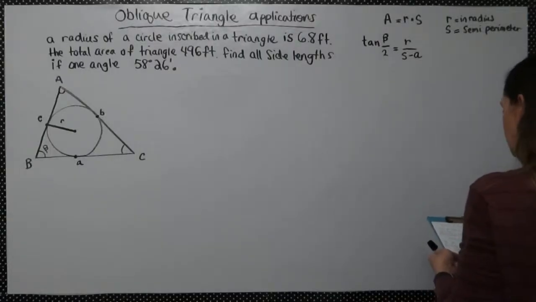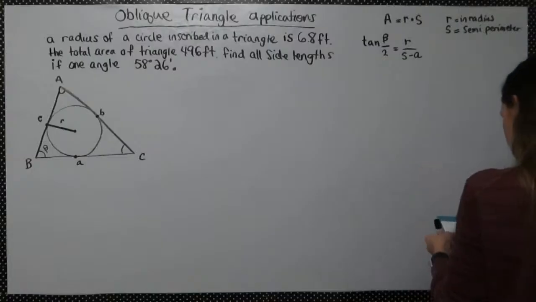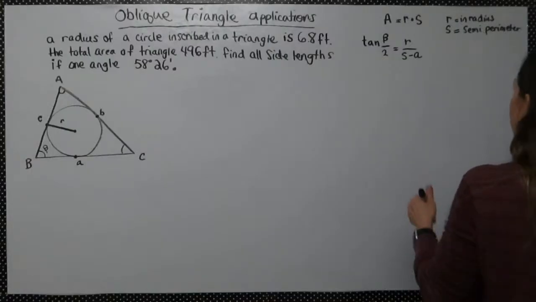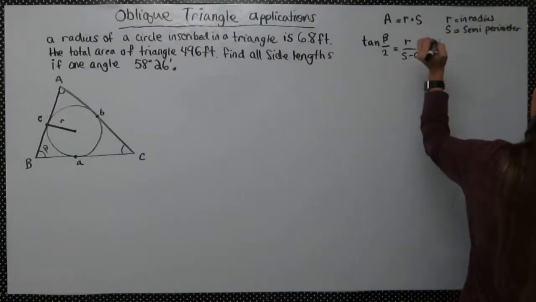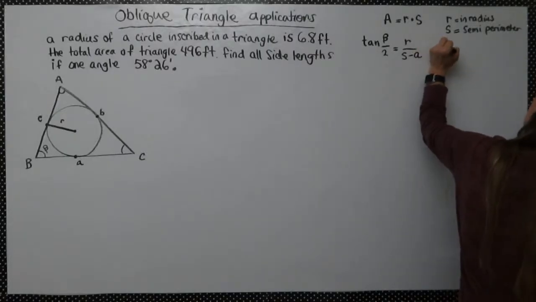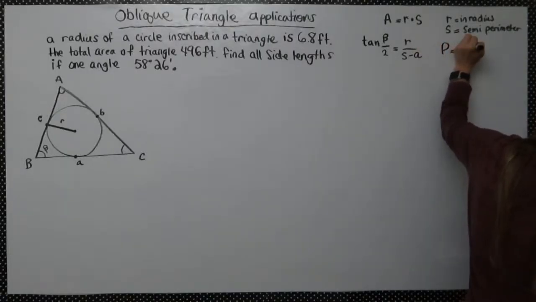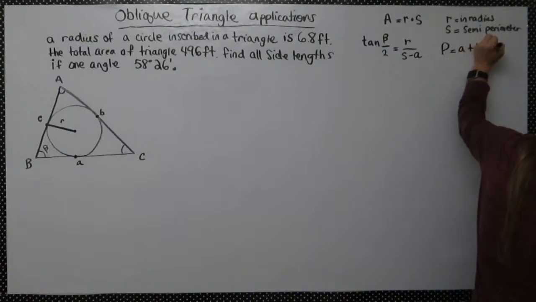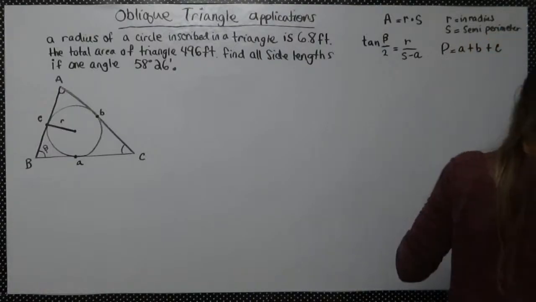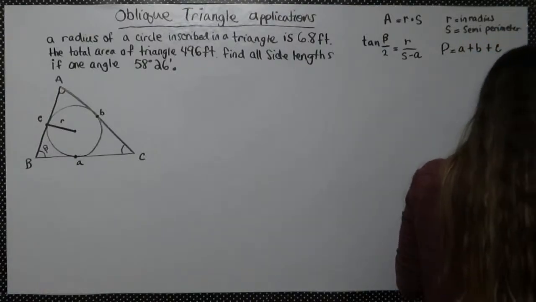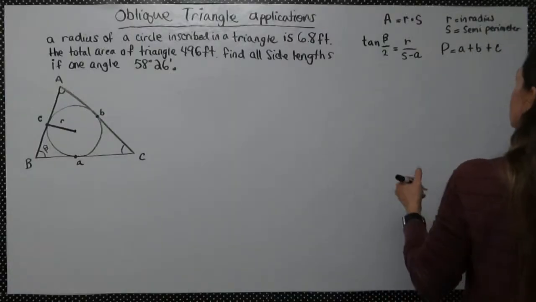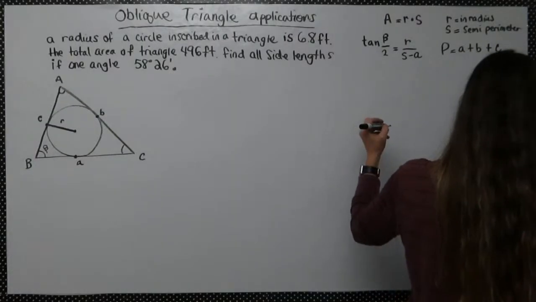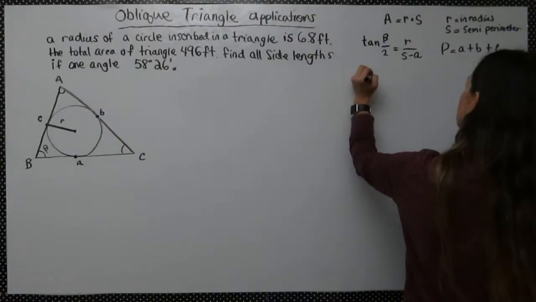And I solved that, but we're going to do it again. And then we need the perimeter. This is a tangent half angle. And then we have P equals A plus B plus C. And we also need the area expressed as 2 side lengths.